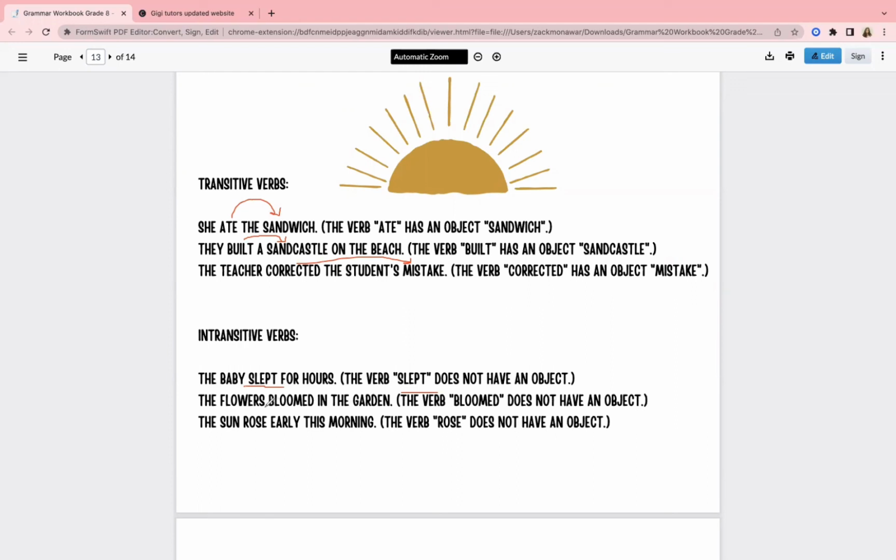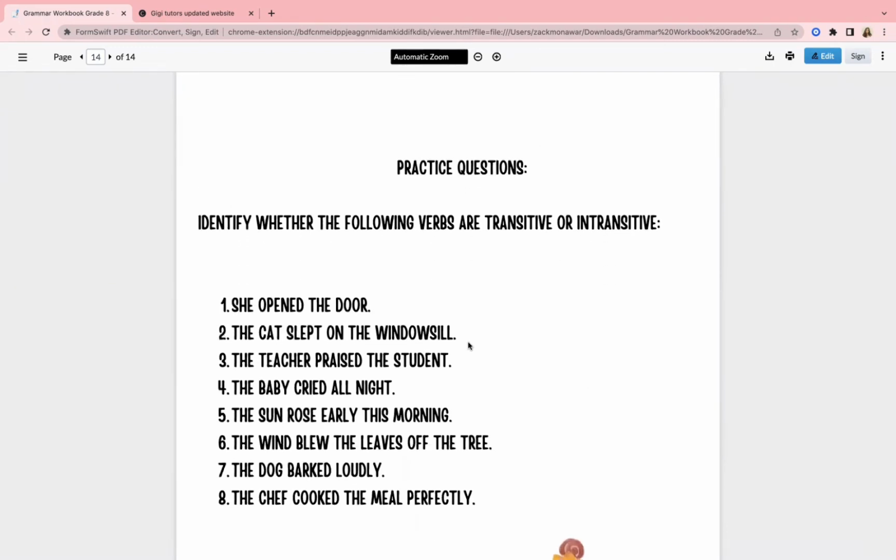intransitive verbs: the baby slept for an hour. Slept does not have an object. The flowers bloomed in the garden. Bloomed does not have an object. The sun rose early this morning. The verb rose also does not have an object.